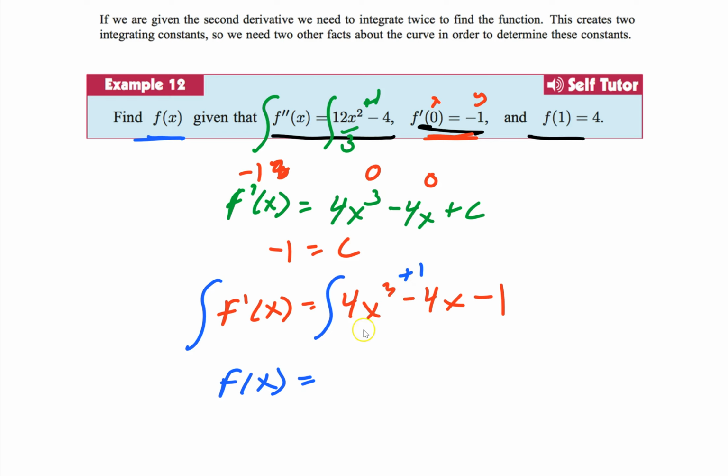Again, straight up power rule, add 1 to the power, divide by the new power. Ooh, nice. Add 1 to the power, divide by the new power. Nice again. 2x squared, and then that's just a constant, so you add the x. Don't forget the c. And again, just like before, you got to find out what that c is.